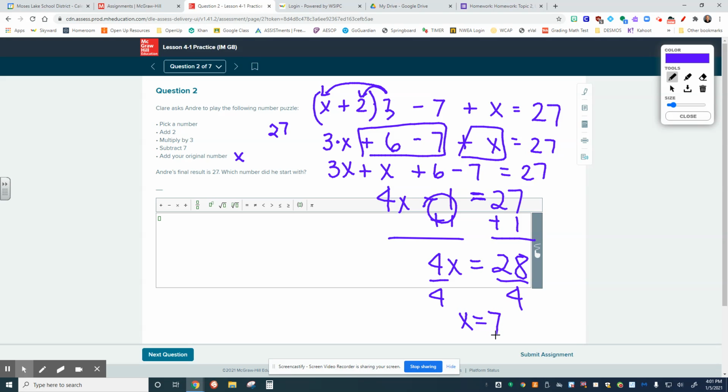What I need to do with that is go back and double check that that actually is the correct value for the situation. So if I pick my number, I take 7, I add 2 to it, 7 plus 2 is 9, I multiply by 3, which is 27, I subtract 7, which gives me 20, and then I take 20 and add my original number 7 back to it, which gives me 27. I know that my answer here is actually 7. And so I've put that answer in the box.